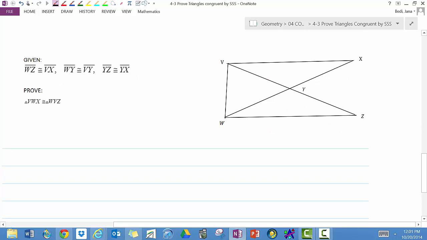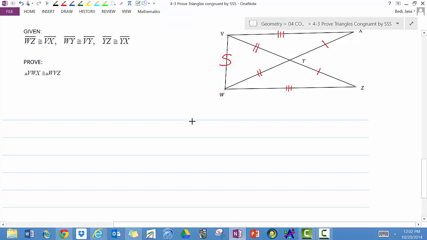In this diagram on the right hand side, you are given that segment WZ, let's go ahead and mark that, WZ is congruent to segment VX. Segment WY is this one, and segment VY are congruent. And similarly, you are given that segment YZ is congruent to segment YX. I also notice that this side is common to the two triangles. So let me go ahead and see if I can prove the two triangles congruent.